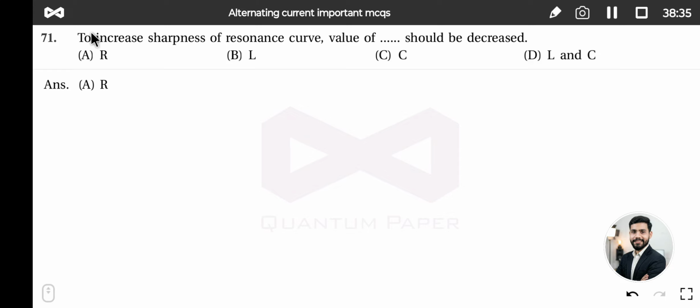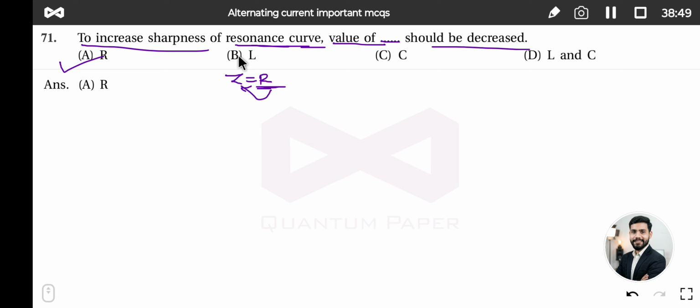This is theory based question. To increase the sharpness of resonance curve, value of dash should be decreased. So if we decrease the resistance value, because at resonance we know that Z is equal to R, so resistance is minimum, current is maximum. So to increase the sharpness of the resonance curve, if we decrease the value of R, then the curve is sharp.